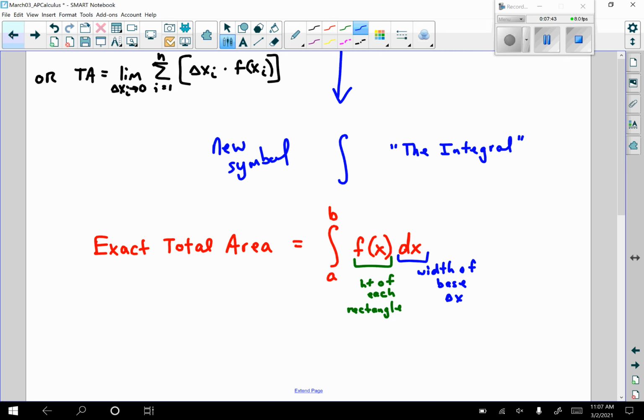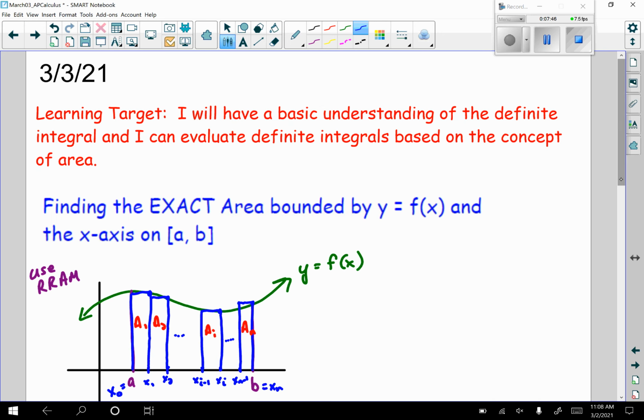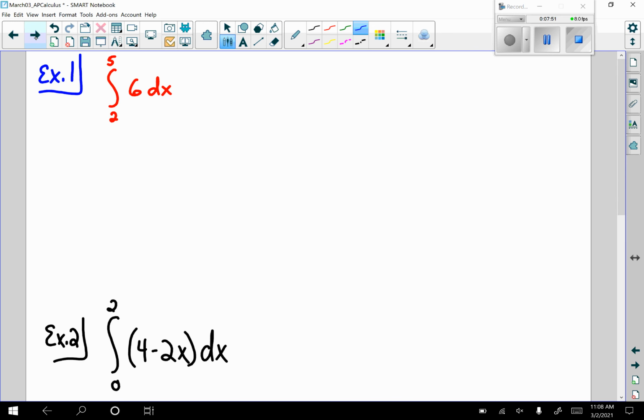All right, so again, our goal was we are going to evaluate definite integrals based on the concept of area. So we're going to make a sketch of a graph here to help us find this. So an integral is related to area under a curve. So let's go ahead and copy down example 1. And we're going to break this down into what is f of x. So remember, our total area is the integral from a to b of f of x dx. So in this problem, f of x is the 6.